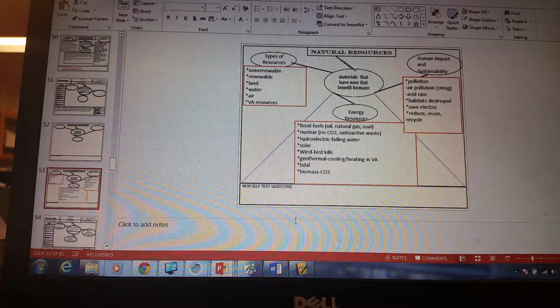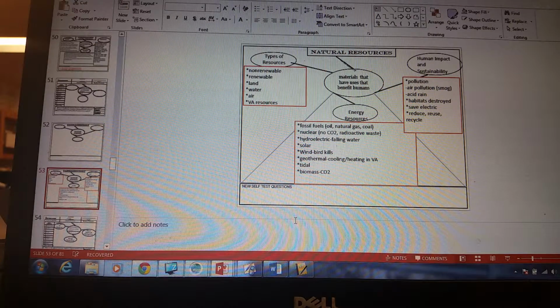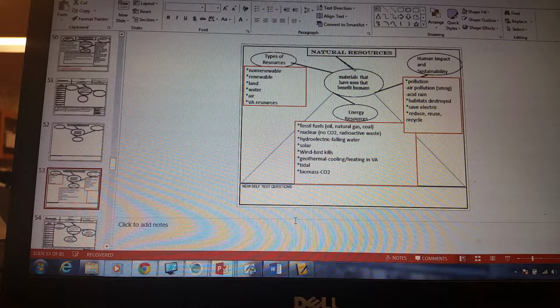All right, so today I want to go over how to study for your Unit 3 test on natural resources. Start with your expanded map, which I have displayed on my computer here, and it should have three main categories: types of resources, energy resources, and then human impact and sustainability. They do vary by name because each class came up with our own names for each of the bubbles, but you should get a very similar name on yours. So let's start with types of resources.